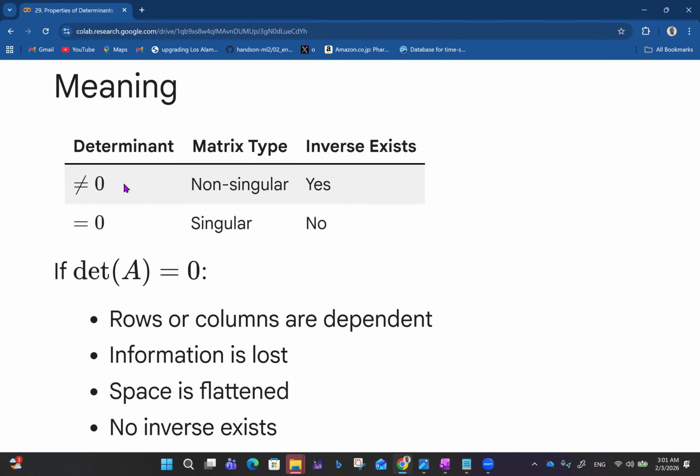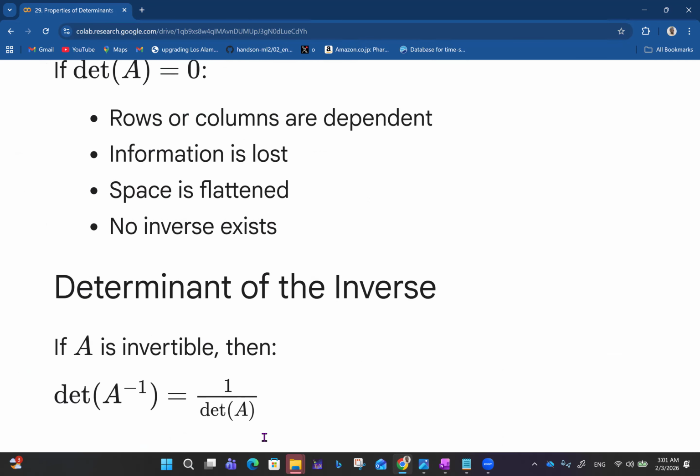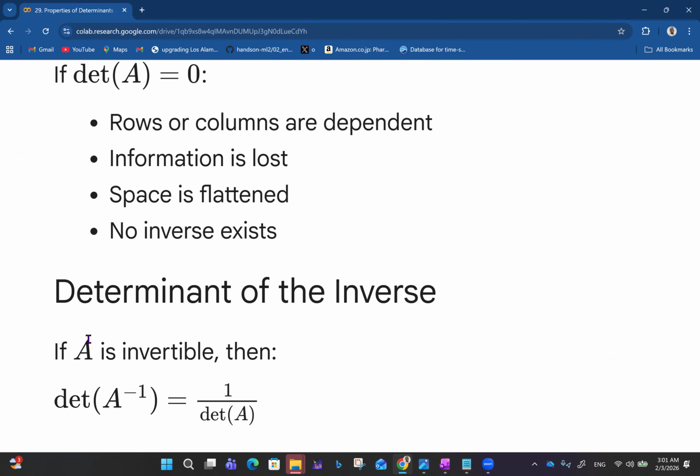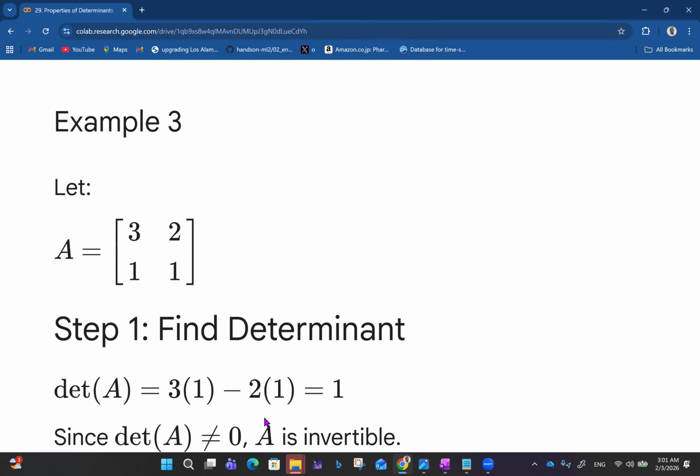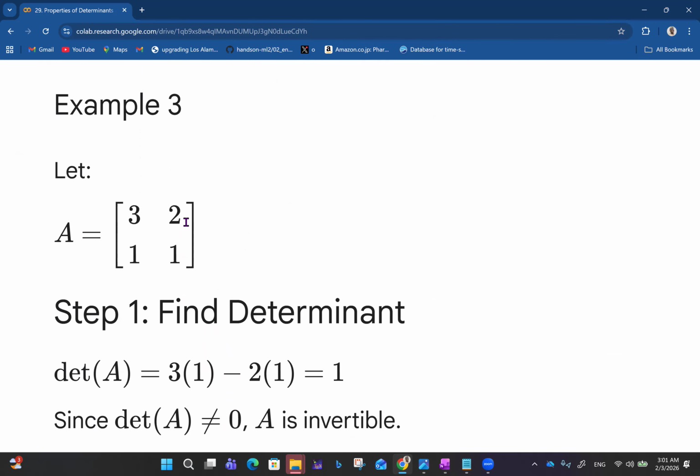So in short, if the determinant is equal to 0, rows or columns are dependent. That is, one row is a multiple of the other or something like that. Then there'll be information lost because of redundancy. Space is flattened, and no inverse will exist in that case. On the other hand, I will talk about the determinant of the inverse. If A is invertible, then the determinant of A inverse is 1 over the determinant of A. So if A has an inverse, the determinant of that inverse is going to be the reciprocal of the determinant of A. So example here, imagine that you have A to be 3 2 1 1.